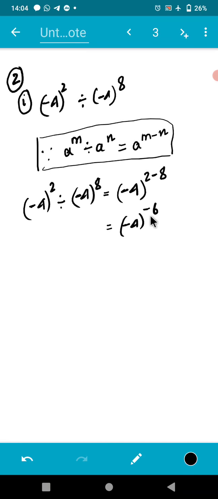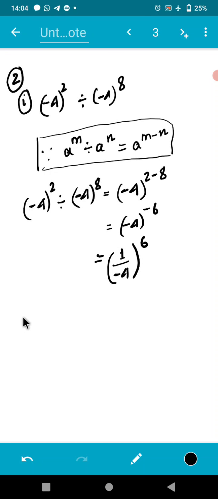Now we are not supposed to keep the answer in the minus power form. So how to convert the minus power to a positive power? Yes, you have to write the reciprocal of the base. What is the reciprocal of minus 4? The reciprocal of minus 4 is 1 by minus 4. This is how you make the power positive. So this would be your required answer, students.